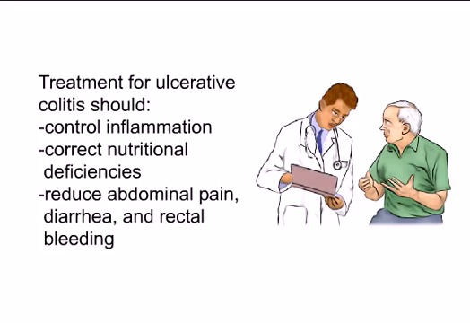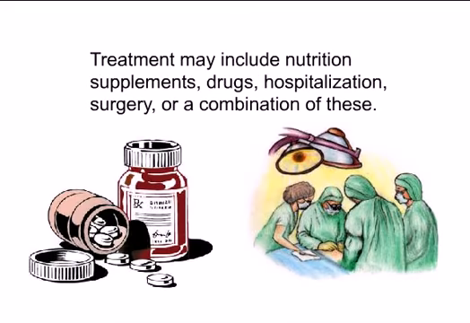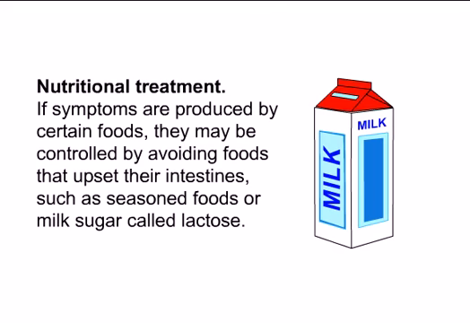Treatment options. Treatment for ulcerative colitis should control inflammation, correct nutritional deficiencies, and reduce abdominal pain, diarrhea, and rectal bleeding. Treatment may include nutrition supplements, drugs, hospitalization, surgery, or a combination of these. Nutritional treatment. If symptoms are produced by certain foods, they may be controlled by avoiding foods that upset the intestines, such as seasoned foods or milk sugar called lactose.